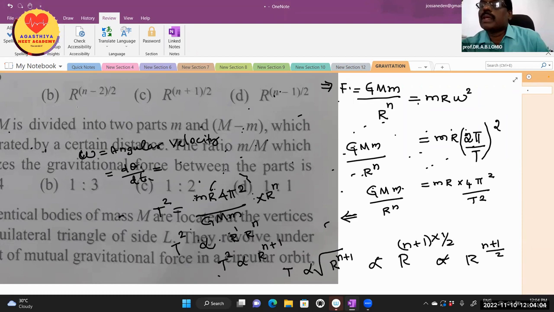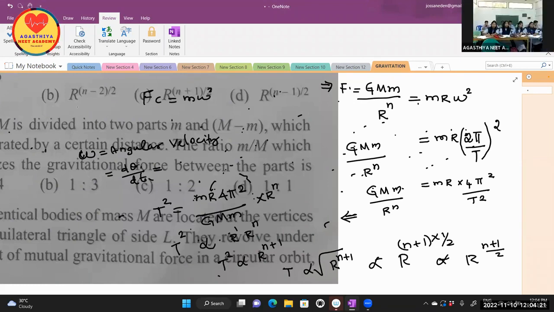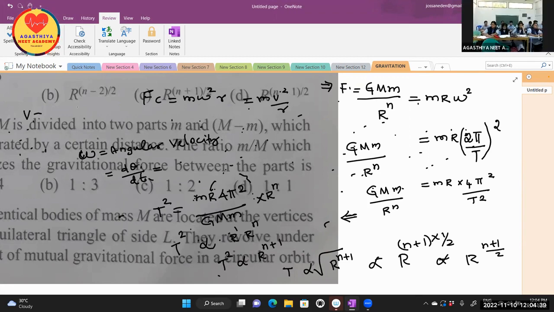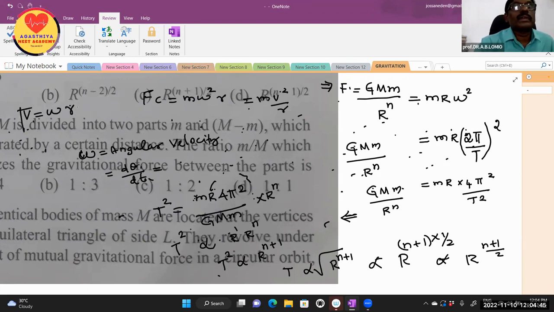Here the Newton's law of gravitational force is equated with the centripetal force, the force which is acting radially inward. Remember this formula: centripetal force is m omega squared r. Sometimes it can be represented in terms of linear velocity as m v squared by r. The relation between the linear velocity and angular velocity is v equals omega into r. All are important.